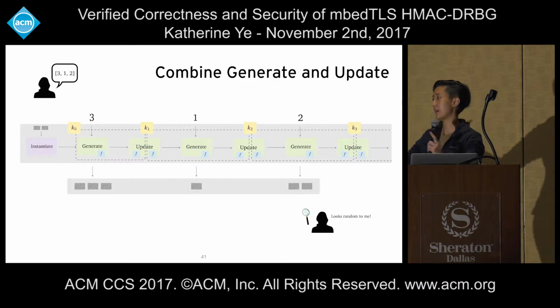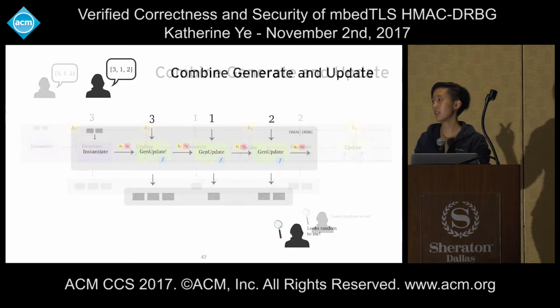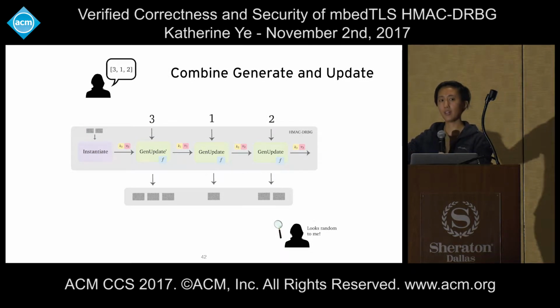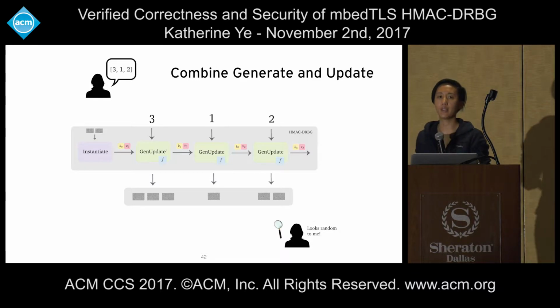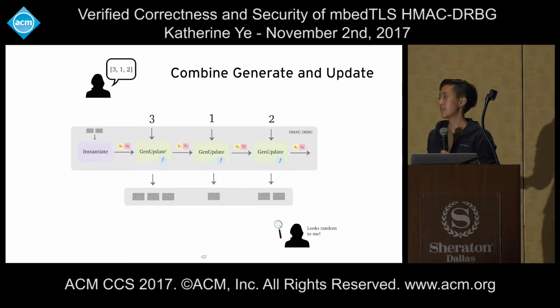So what we do is we just combine those dotted boxes down and squish them into these new functions we call genUpdate prime for just the first call, and then genUpdate for all subsequent calls. And this allows us to nicely define hybrids for each time the PRF is rekeyed on each call.